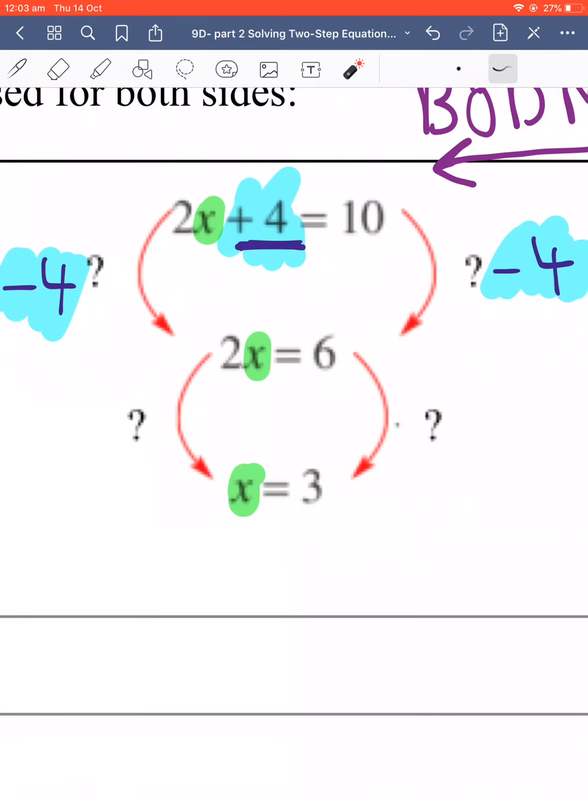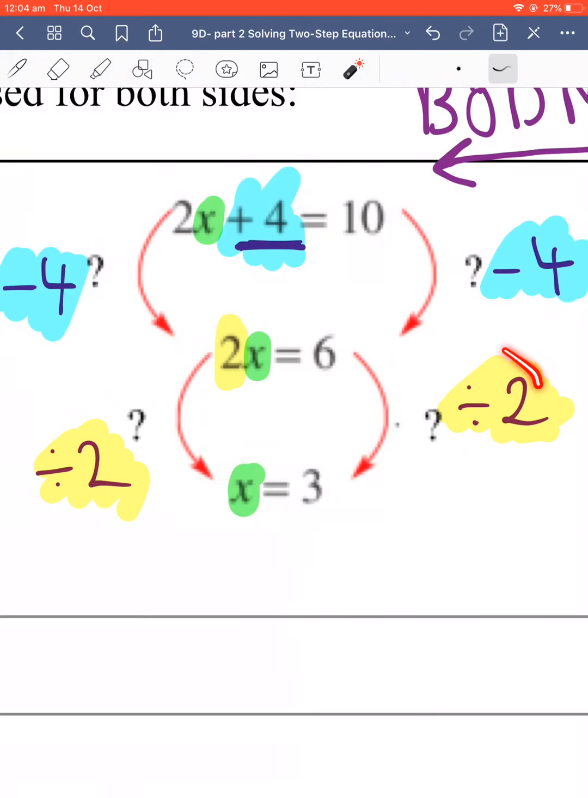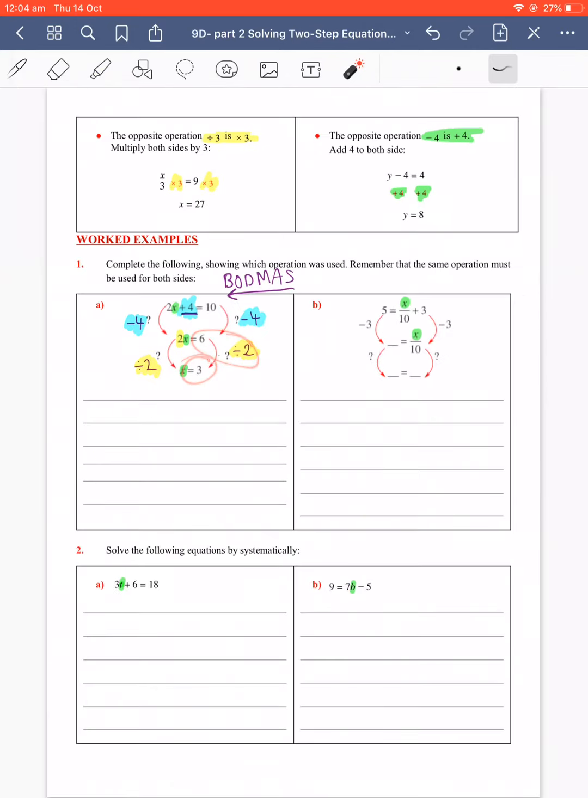Next one, so I've got 2x, which means it's 2 multiplied by x. So to undo a multiplication, I use division. That's exactly what I'm going to do now, and I'm going to be dividing by 2. And what I do to one side, I absolutely do to the other. And again, let's just show how that is working. So I have my 2, and I'm dividing it by 2, and what I do to one side, I do to the other. So I end up with 2x divided by 2 is just x, and then 6 divided by 2 is 3.